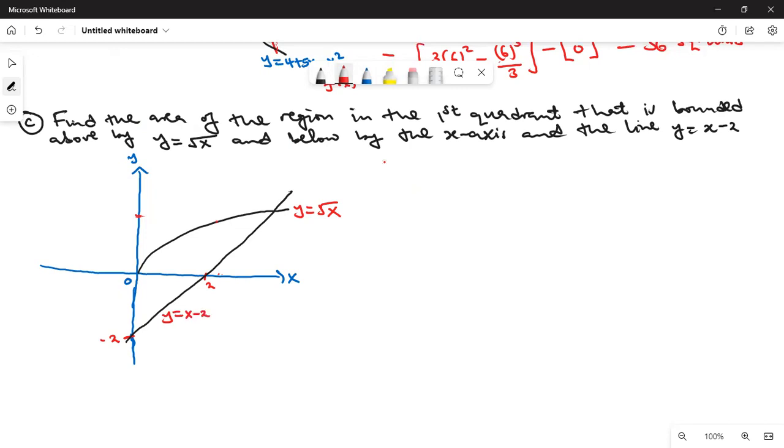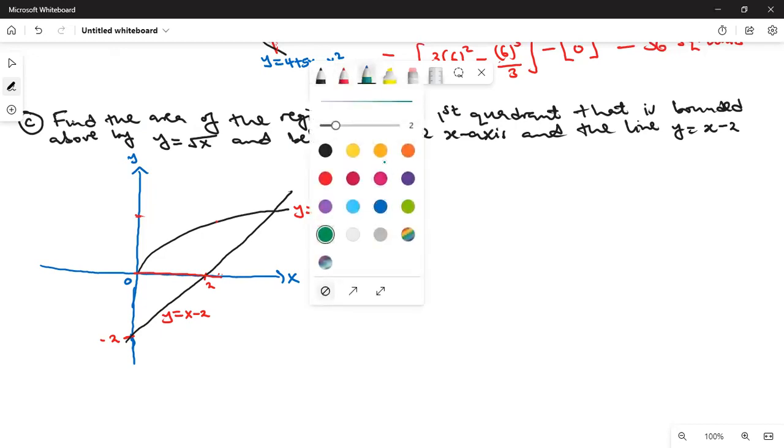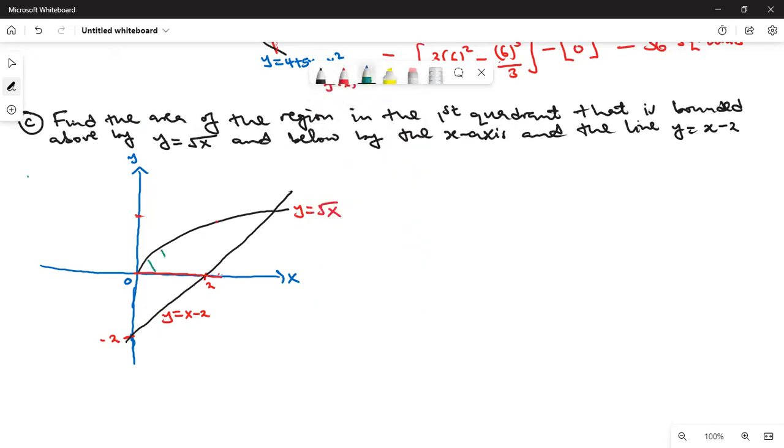And between the x-axis and this line here, our region is this one, the whole of this region. This is our region of integration. Call it R. Look at our region. It's not very nice to integrate over that region.